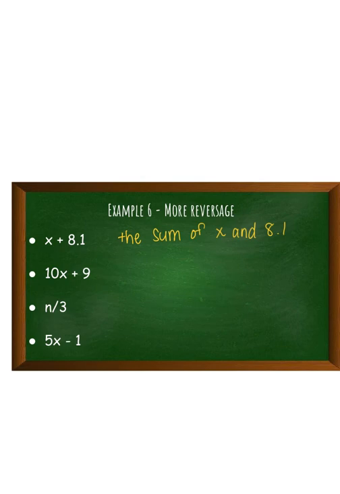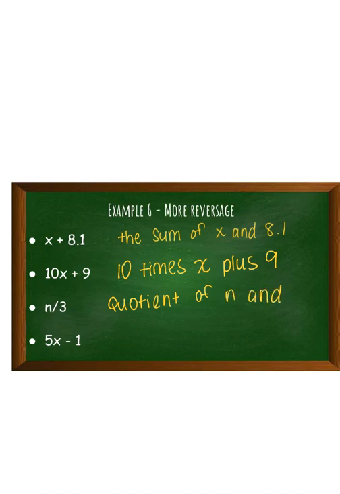Okay? Next one, we can write 10 times x plus 9, or 10 times x more than 9. Okay? Basically, you're just writing it out. The second one, we can write the quotient of n and 3. You could have also written n divided by 3. Okay? Any of those would have been fine.